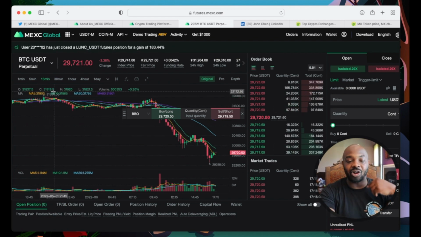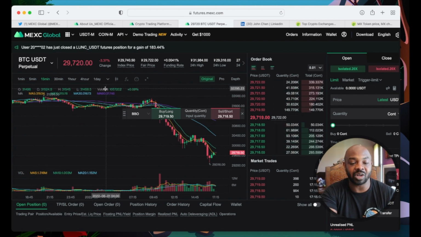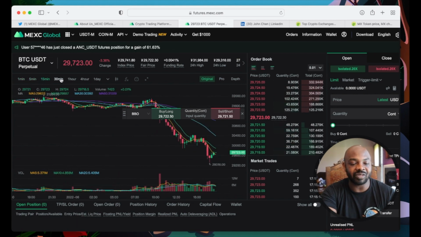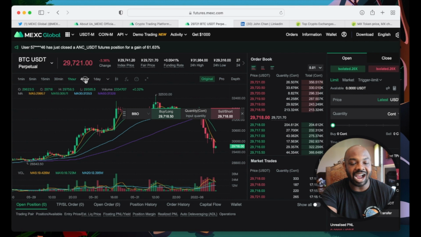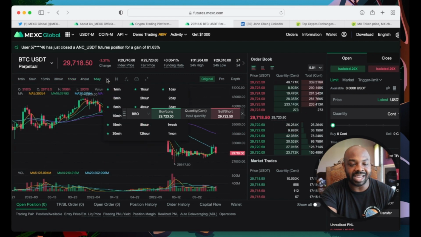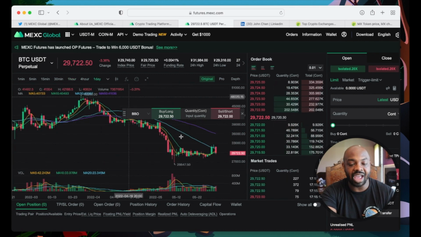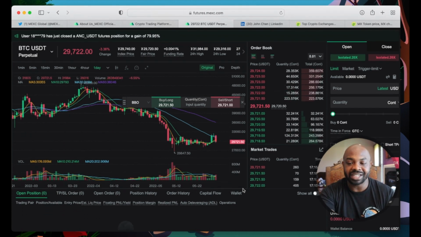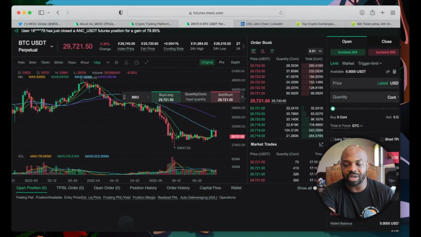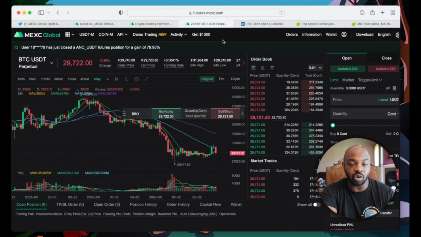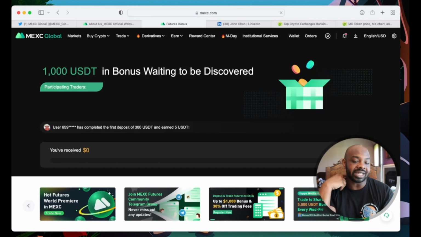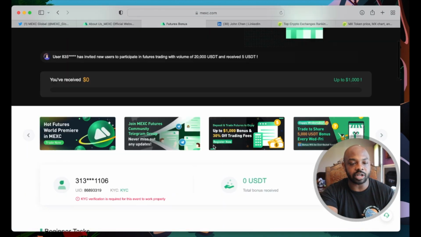Now you see all type of charts. This is very advanced. You can go from 1 minute to 5 minute, 15 minutes, 1 hour, 4 hours, a day, and you can edit it however you want. And I love charts where you can see the action. Everything is quick, everything looks clean, looks organized. So I like it so far. Let's click this $1,000 bonus that they're talking about.